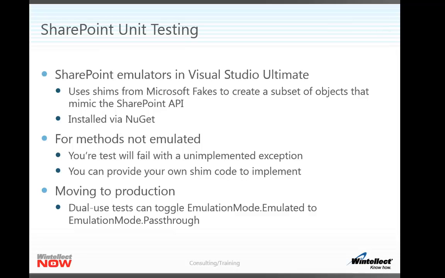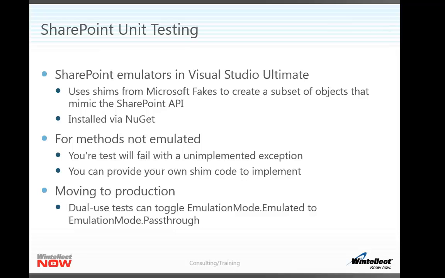The SharePoint ABI is rather large. As such, Microsoft focused on only emulating the types and methods that are used the most. If you attempt to call a method that has not been implemented, your test will fail with an unimplemented exception. If this occurs, you'll need to provide your own shim code to implement that method. You can also implement your own custom shims to customize the emulators to provide specific results for your environment.